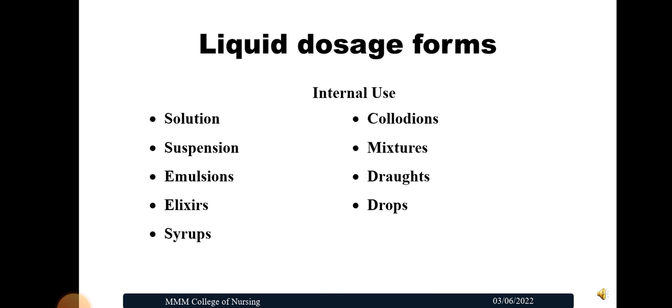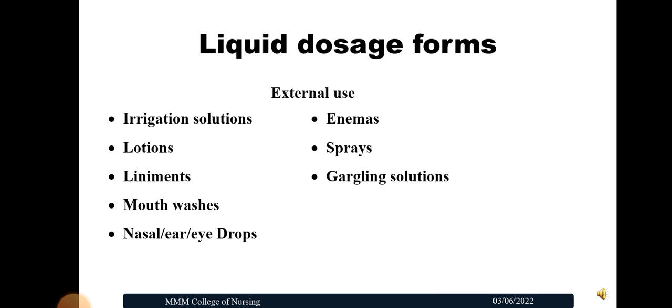The most common forms of liquid medicine which are used for internal usage are solution, suspension, emulsion, elixir, syrup, collodion, mixture, draught, and drop. The liquid forms of medication which are used for external usage are irrigation solution, lotion, liniments, mouthwashes, nasal, ear and eye drops, enema, sprays, and also the gargling solution.